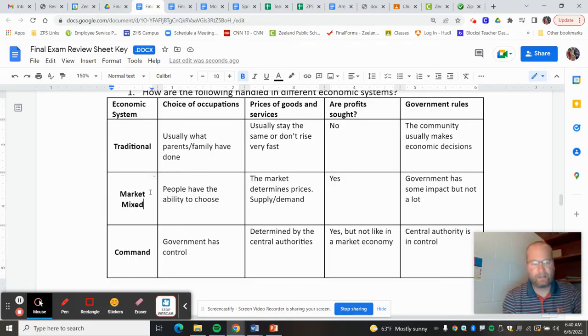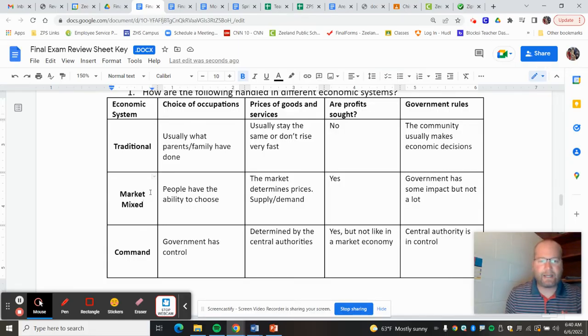So supply and demand drives those prices. Businesses can set prices. Are profits sought? Absolutely. Yeah, businesses, companies, they're out there to make money and advance economically. The government rules. The government has some impact. There are rules that our governments have, but depending on how mixed the government is, maybe it leans a little bit more toward a command economy. So maybe they have some more rules, but they don't like take over. Or maybe they are very much a market economy. The government has very little say in what people do in terms of economic decisions.